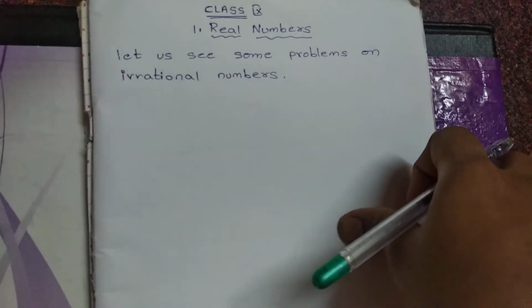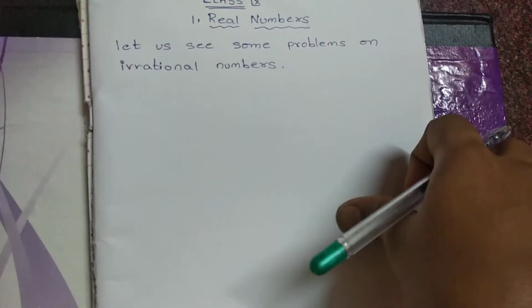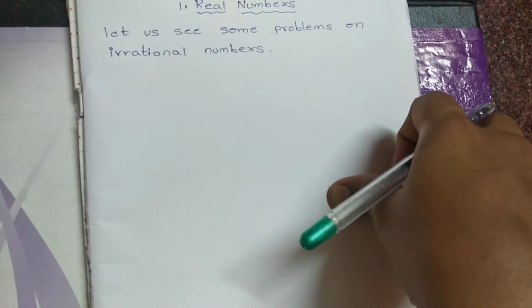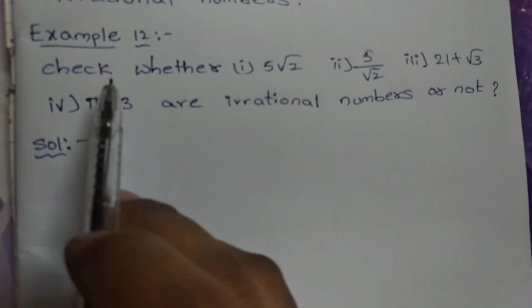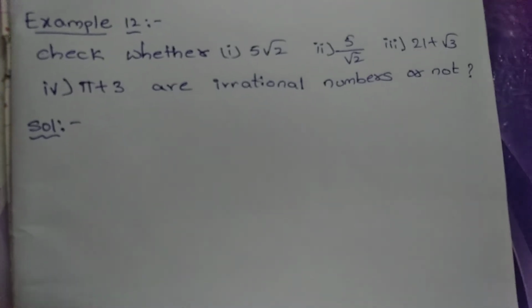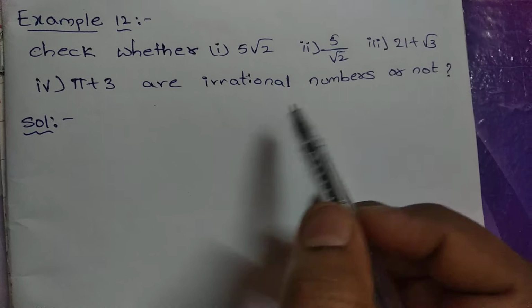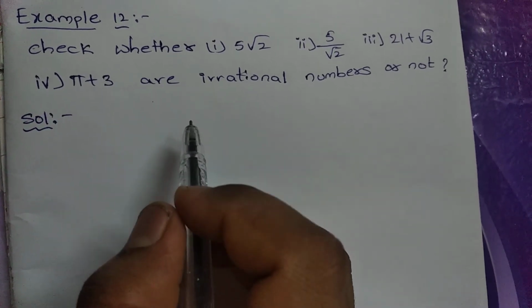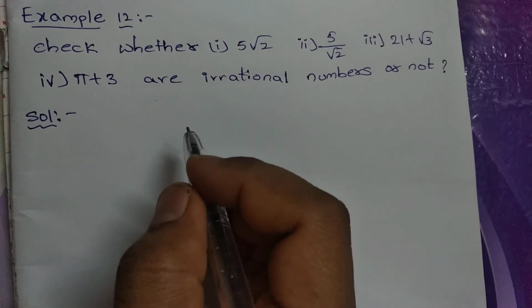Okay, now let us see some more problems on irrational numbers. Today I will explain example 12 and 13 in this video clearly. Example 12: check whether 5 root 2, 5 by root 2, 21 plus root 3, pi plus 3 are irrational numbers or not. So we should check whether these numbers are irrational or not.